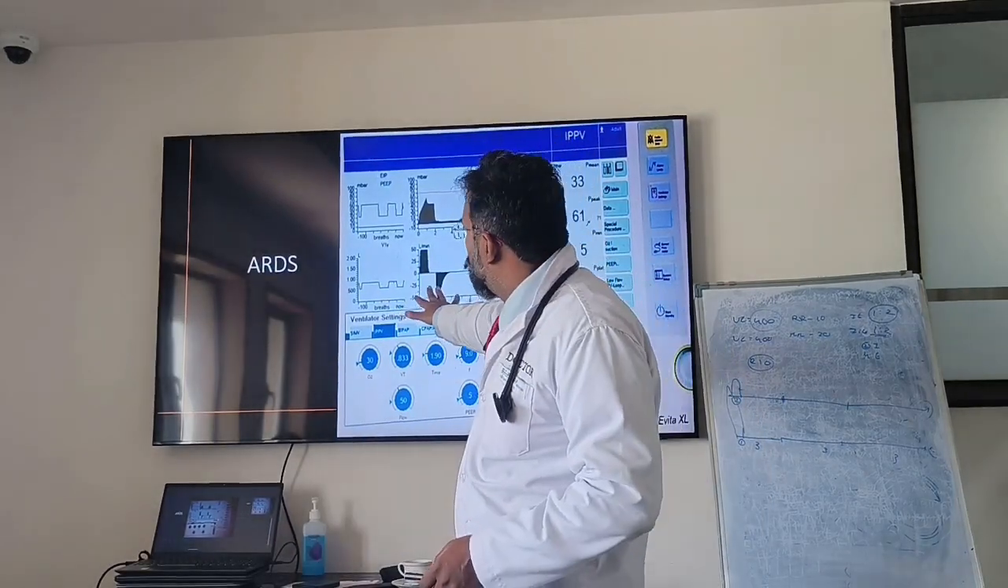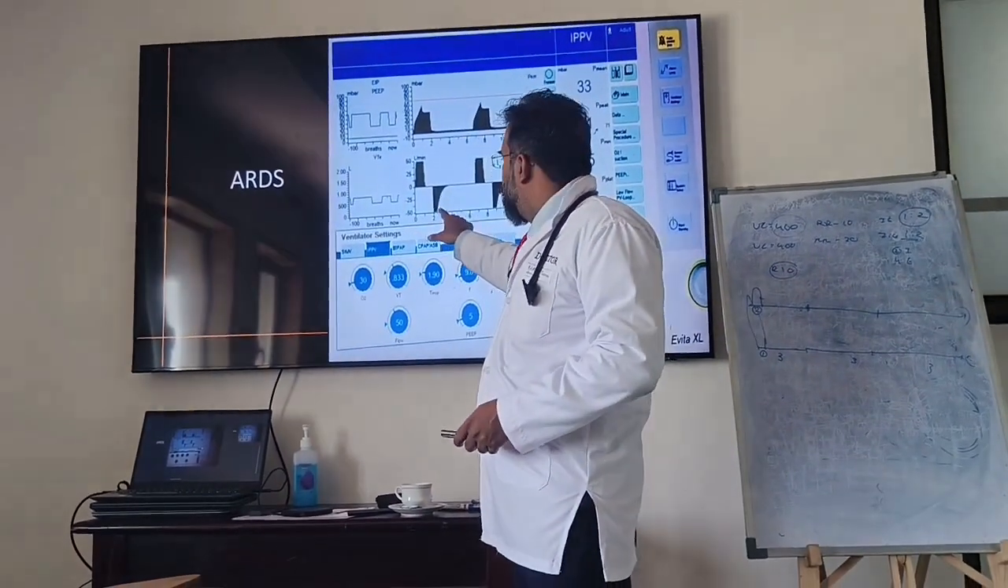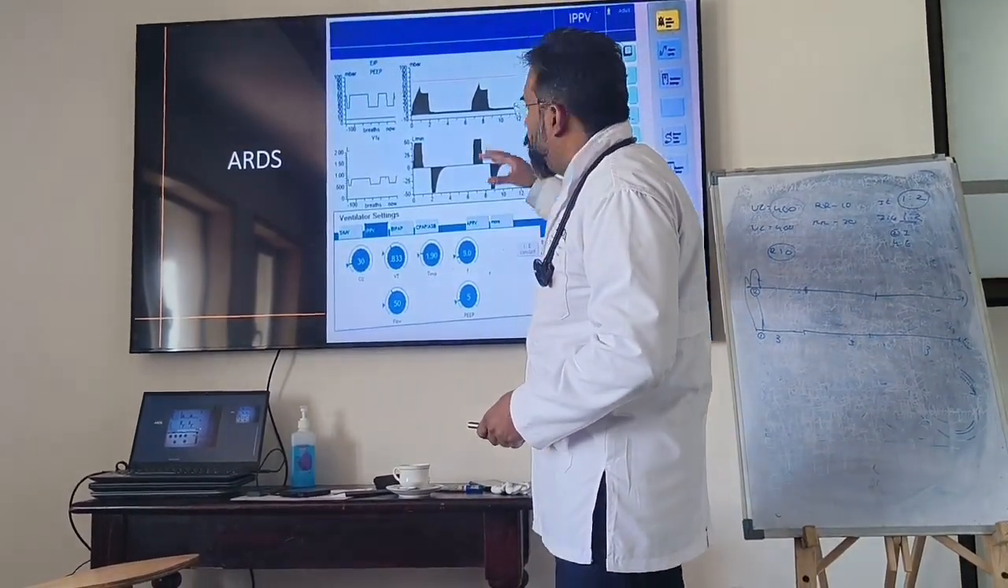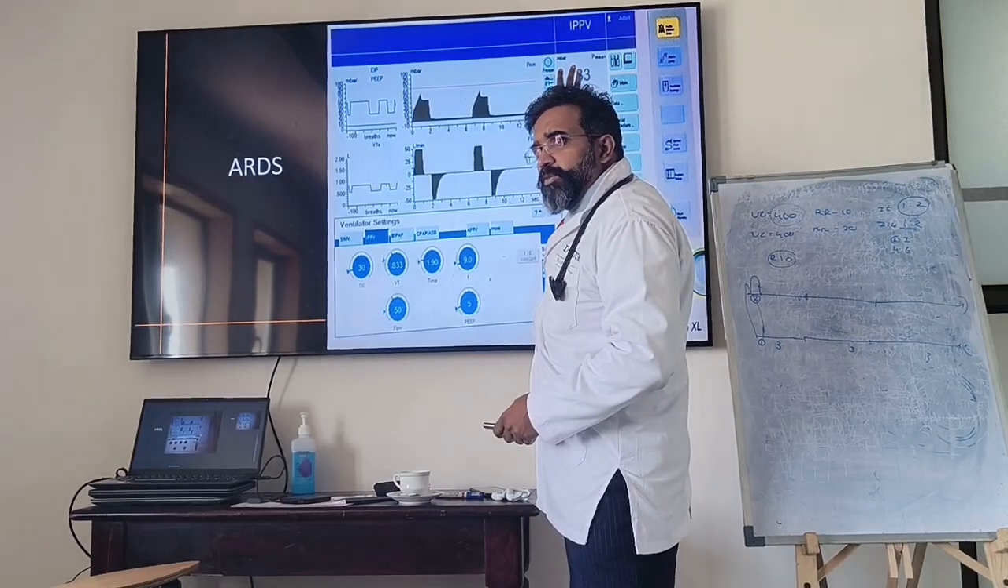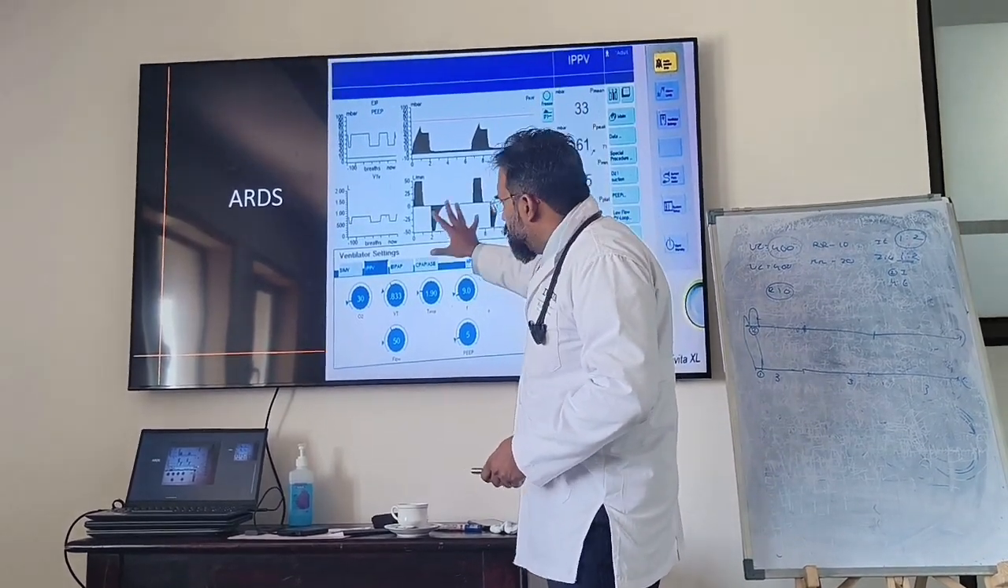This is a volume control mode of ventilation, right? Volume control, pressure is variable, flow is a square wave pattern, and you have this flow that you see. Now this is ARDS. You see a mean pressure that is more than 30. There's a plateau pressure that is more than 30. This is a case of ARDS.